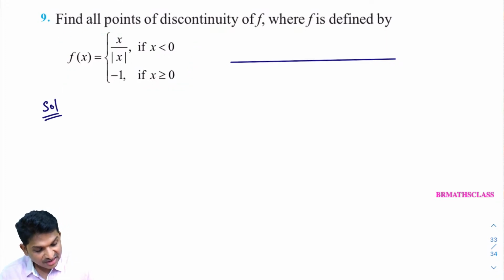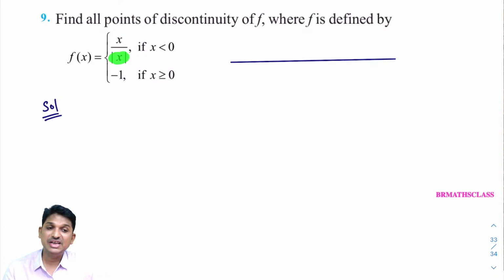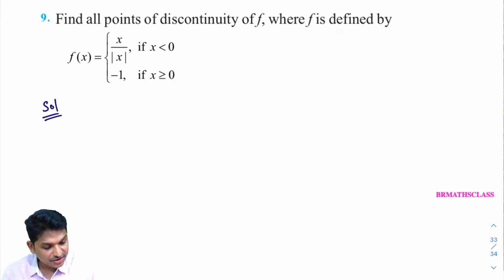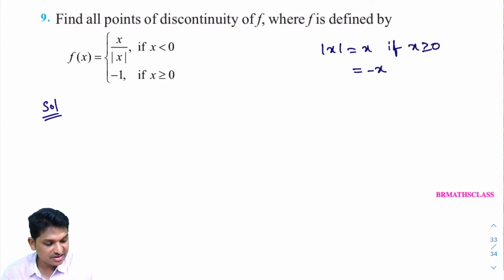Here the point is, in the given function modulus is there, na? When modulus is there, then we'll rewrite the function to make the things easier. So modulus function definition is what? Modulus of x is x if x is greater than or equal to 0. Modulus of x is minus x if x is less than 0. Right? So here I'll rewrite the function.